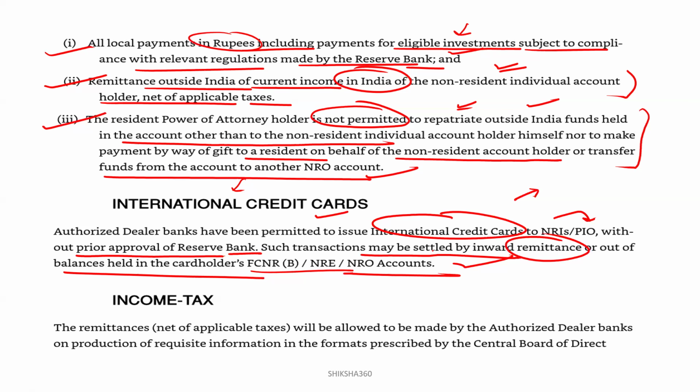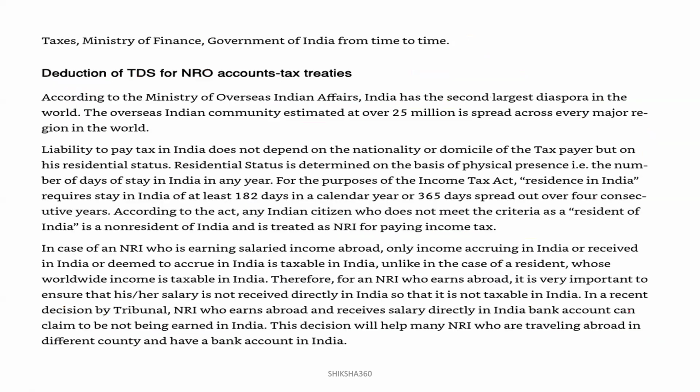Next one, that is the income tax. Very, very important. The remittances, net of applicable taxes, will be allowed to be made by the authorized dealer banks on production of the required information in the formats prescribed by the CBDT, that is the Central Board of Direct Taxes, Ministry of Finance, Government of India, from time to time.